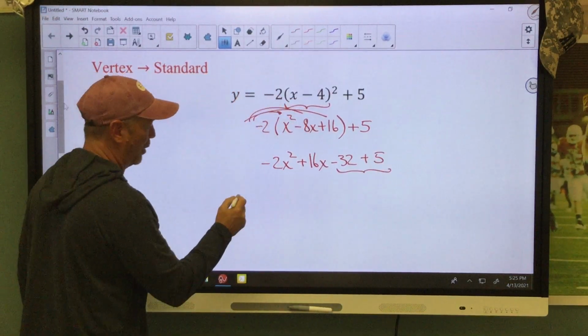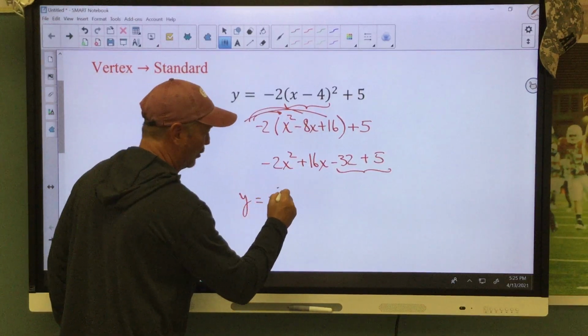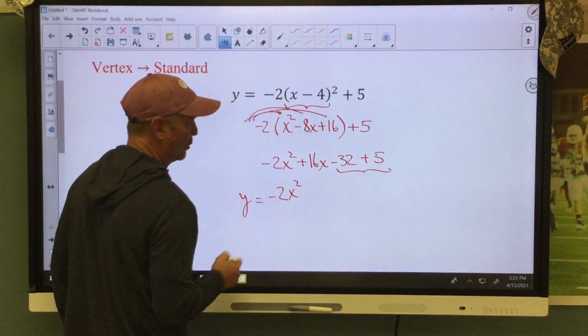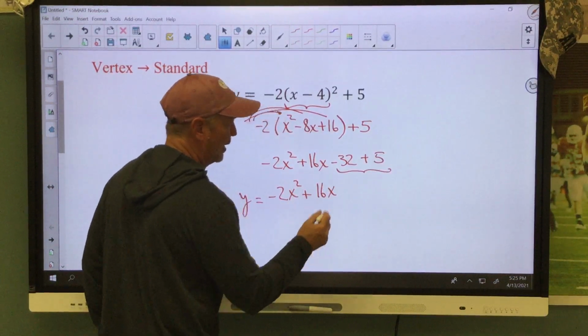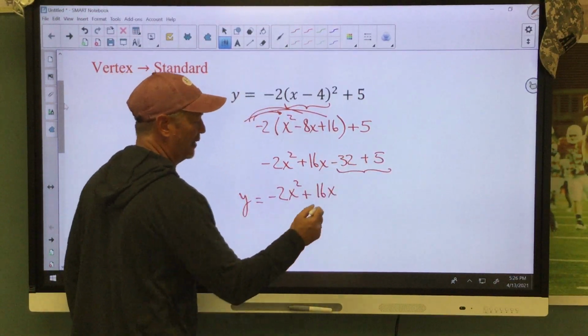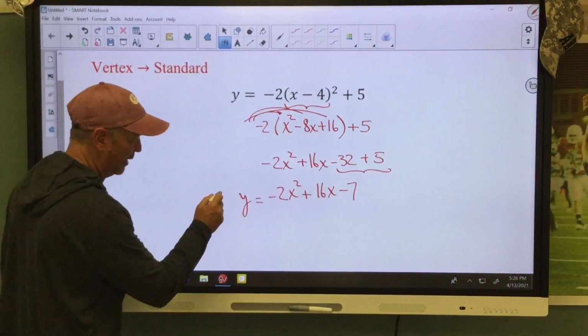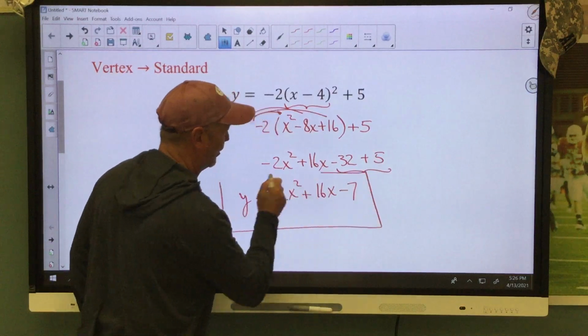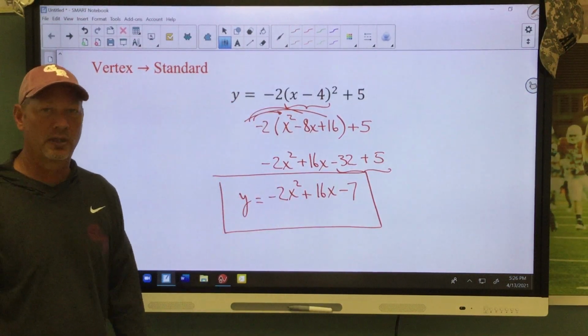So we're going to bring down our y equals to finish this out, and we're going to say negative 2x squared plus 16x. Negative 32 plus 5 is a minus 7 or a negative 7. There we go. This is what we've done in the past. Just a quick refresher of what we can do.